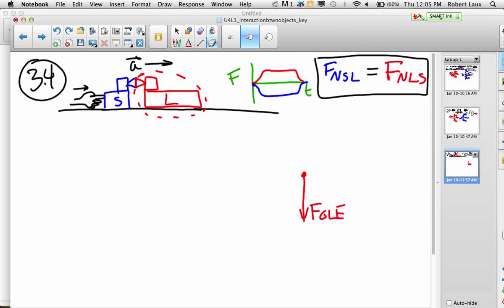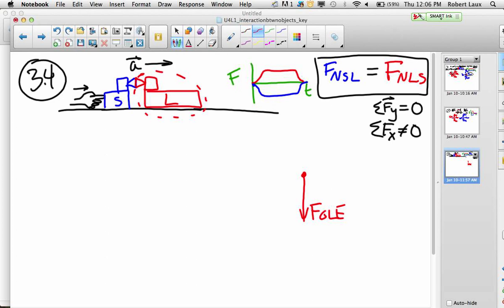If we've got gravity pulling down, is the large car going to accelerate up or down? No. So the net force along the y-axis would be what? 0. And what about along the x-axis? Not 0. The net force along the x-axis is not going to be 0, because up and down it's not accelerating, but it is from side to side.